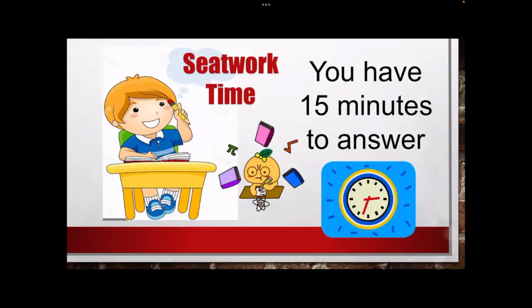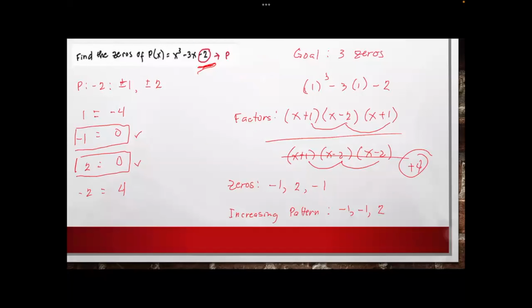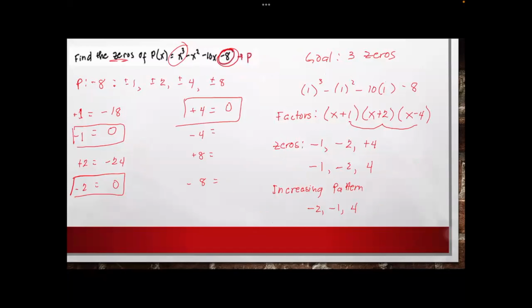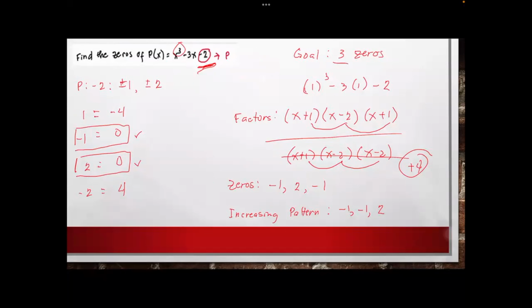Paano mo malalaman kung ilang zero yung goal? Depende doon sa pinakauna, sa leading term ng exponent. Diba, x cubed, so ibig sabihin, 3 zeros. Dito, x cubed pa rin siya, 3 zeros. If your given will be x to the 4, ibig sabihin, 4 zeros. Kung x to the 5, ay di 5. Kung x squared, ay di 2. Okay po. Thank you po.